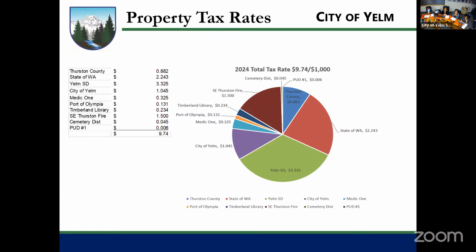This is just the breakdown of the property tax rates within the city of Yelm. The total rate is $9.74 per thousand. These are 2024 rates. The city of Yelm was $1.05 of that. And then there's a breakdown of where all the other money goes to. You've got the county, the state, fire districts, medic, port, library, all those different entities. If you have any questions, just go ahead and stop me or ask.